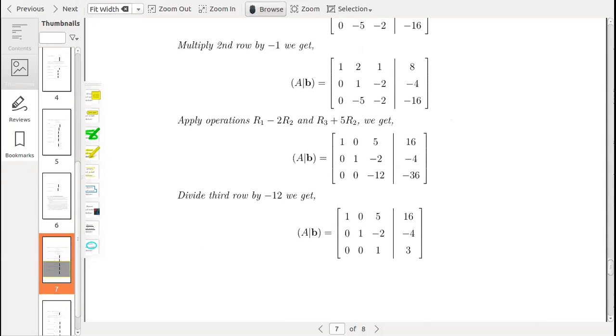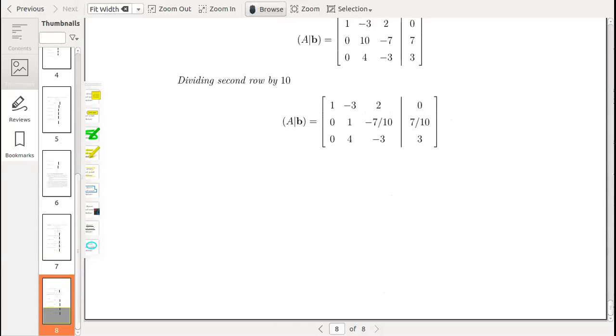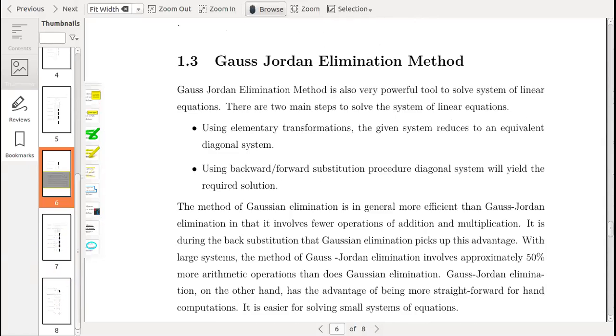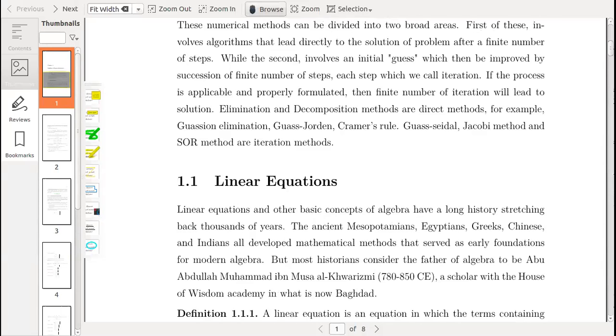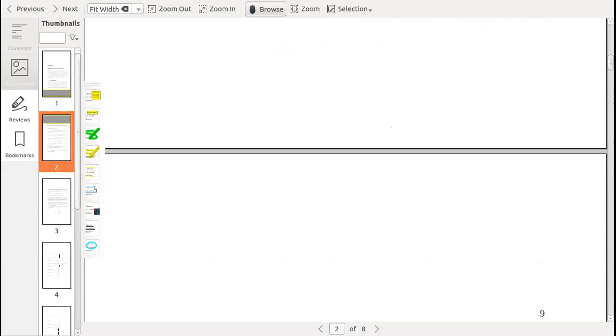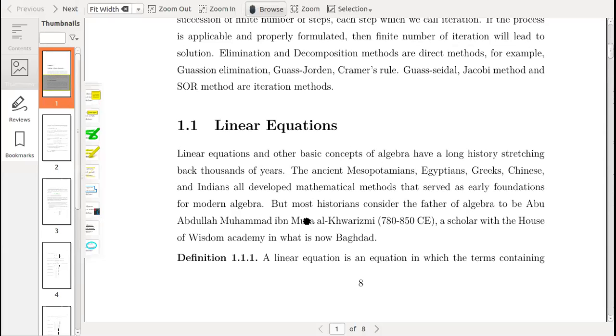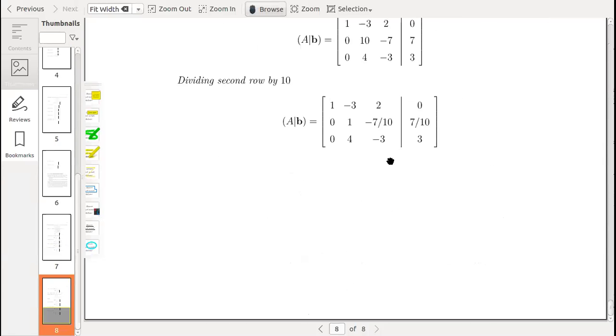And if we go to the invention of linear equations, linear equations were invented many years back, beginning with the Egyptians, Chinese, and Indians. So this is not so difficult, and this we relate to the name of Abdullah Muhammad ibn Musa al-Khwarizmi, a scholar with the House of Wisdom Academy in what is now Baghdad, and this was actually the golden age of Islam.